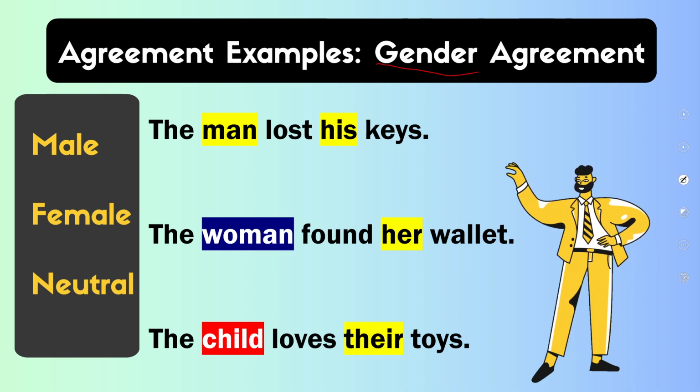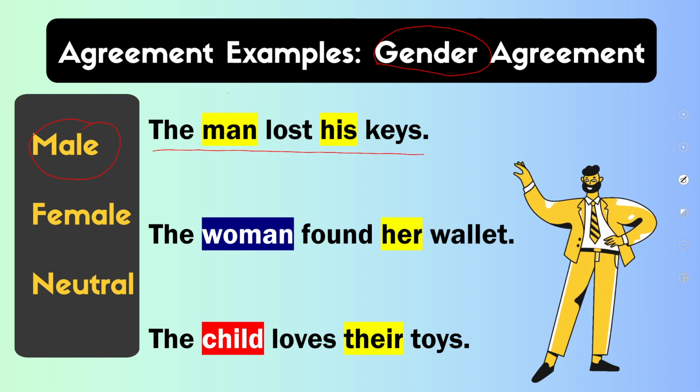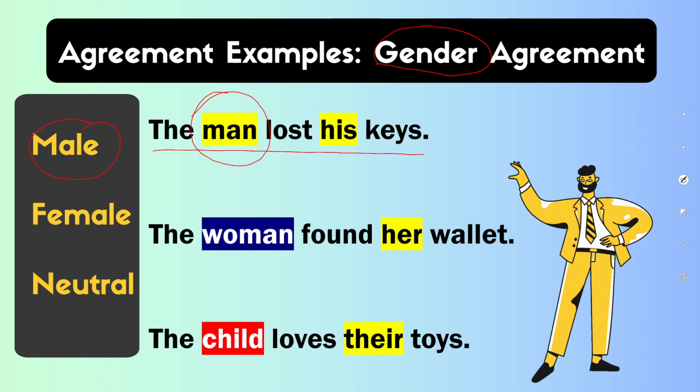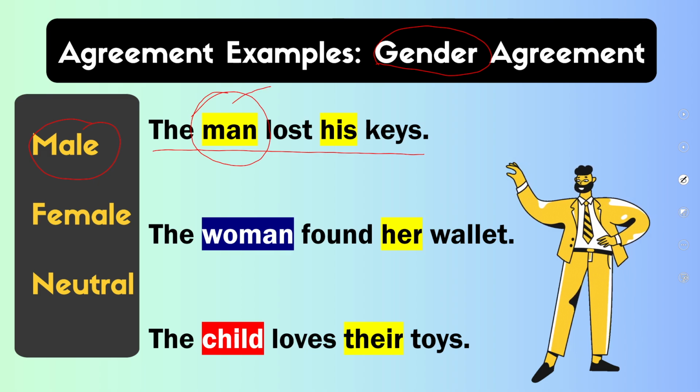We are talking about gender, so for the male, with an example: the man lost his keys. So we are using the noun which is a gender of male or masculine. That's why we used his, because we use his for the male noun.